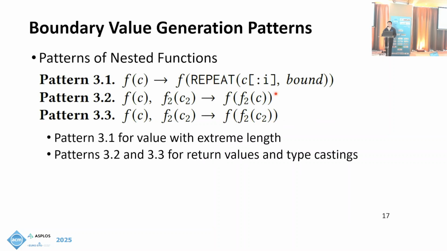And finally, for the patterns of nested functions, pattern 3.1 is used to construct arguments of extreme lengths by repeating a prefix of the original argument via the repeat function in SQL. And pattern 3.2 and 3.3 employ other existing function expressions as the function arguments. It can construct potential boundary values or typecastings from other functions' return values.